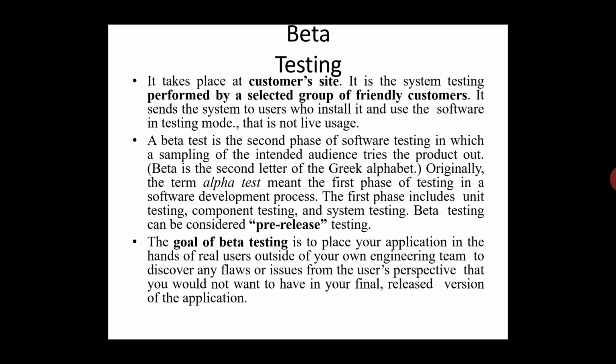The goal of beta testing is to place your application in the hands of real users outside of your own engineering team, to discover any flaws or issues from the user's perspective that you would not want in your final released version of the application. That is our final goal.